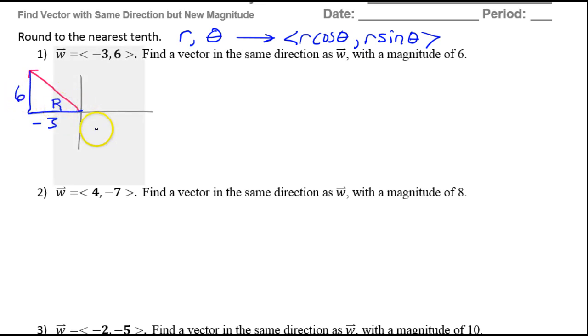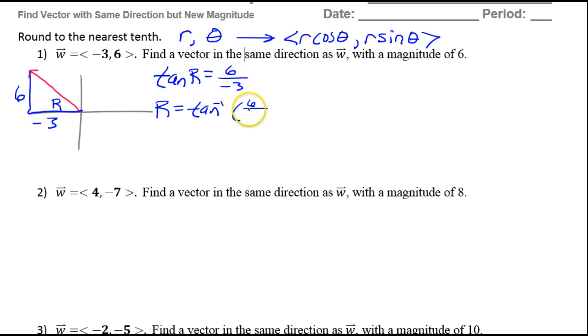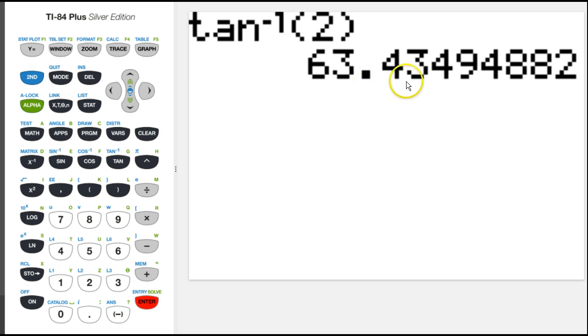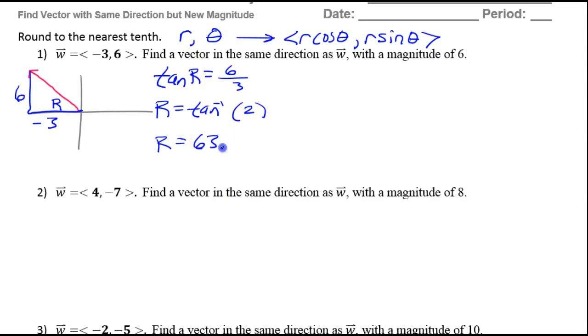So we should be able to find this reference angle by doing the inverse tangent. So the tangent of this reference angle would equal 6 over -3. So the reference angle should equal the inverse tangent of 6 over, well, let's go ahead and just say 2. Okay, notice I'm going to go ahead and ignore the negative sign because all I really want is the positive value. So I'm just going to think about 6 over 3, which is 2. So if you put this in your calculator, that is 63.43. Okay, so that's the reference angle.